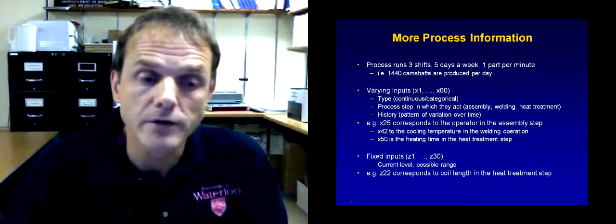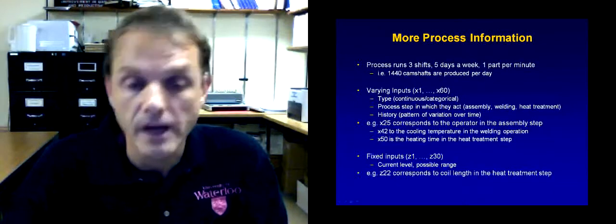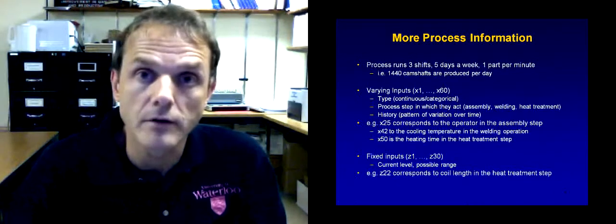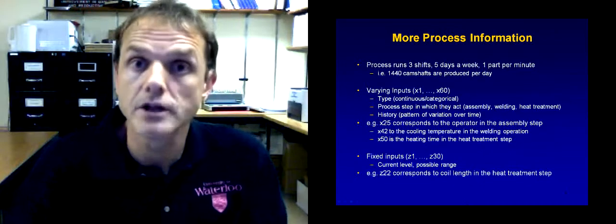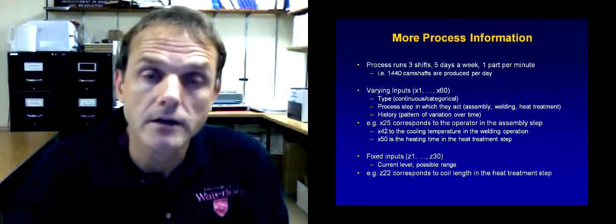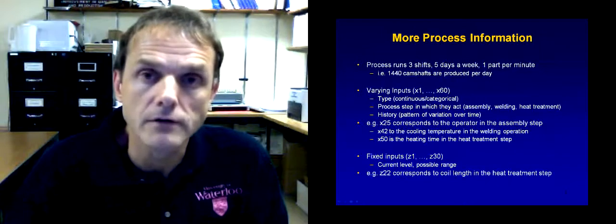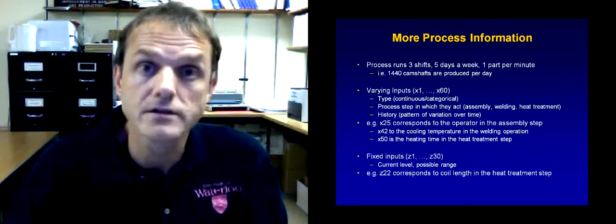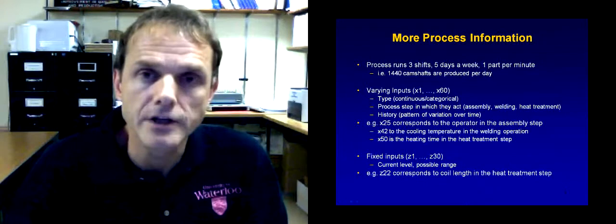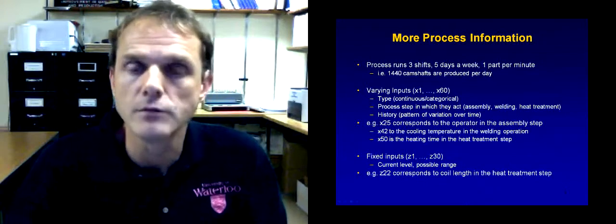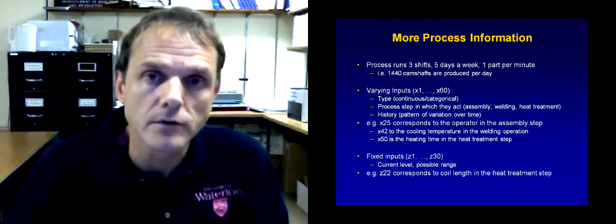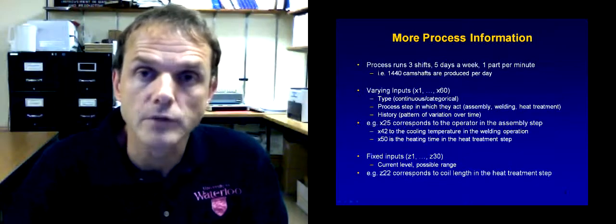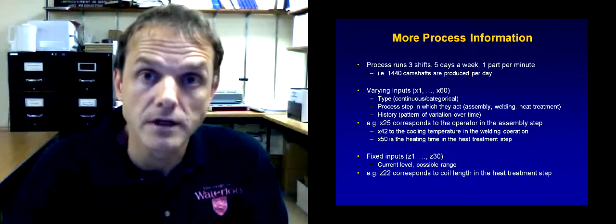There's also information about the fixed inputs. You'll be given names, and again you have information from the process map about which process stage the various fixed inputs act in. You'll also be given the current level of that fixed input. Remember, they are fixed while the process operates. In addition to the current level, you're also given the feasible range of values, the possible values that this particular fixed input can take. And those are, again, given in PDF documents that are obtained within watfactory.